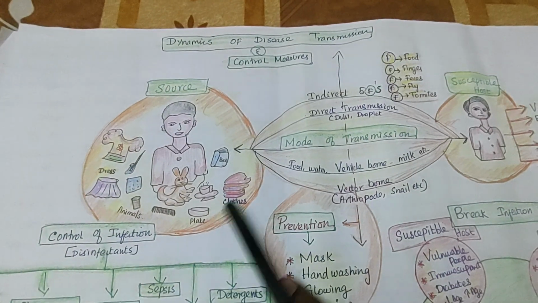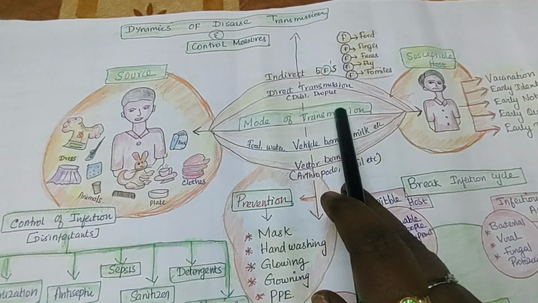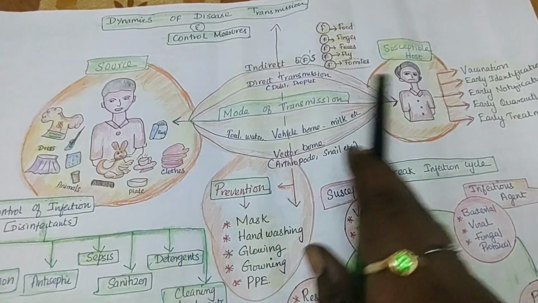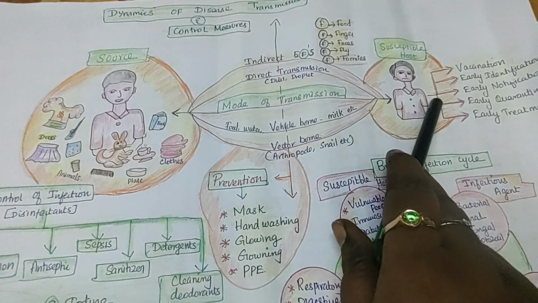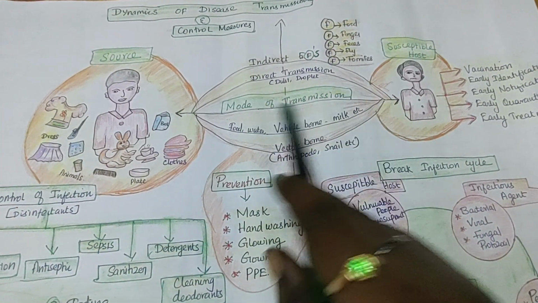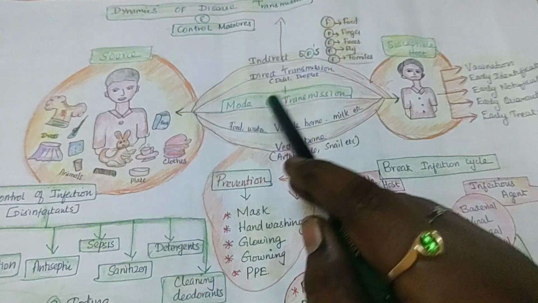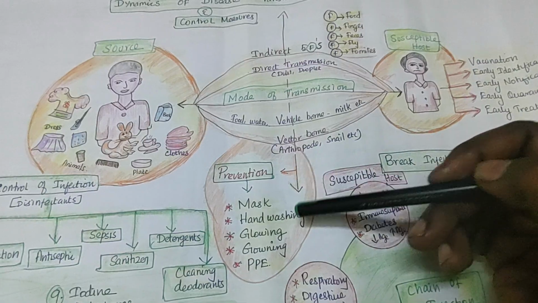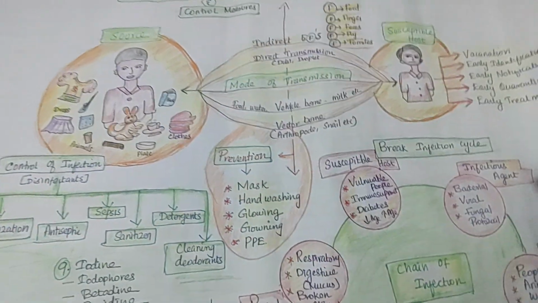So you understood how the infection is transmitted from the reservoir or the source to the new host. So the mode of transmission: direct, indirect transmission, the 5 F's, and vehicle and vector borne. This is the prevention: mask, hand wash, gowning, gloving and technique.